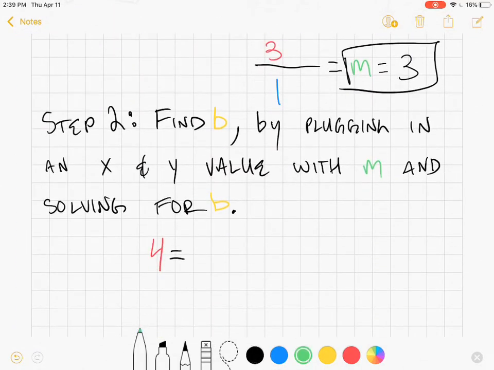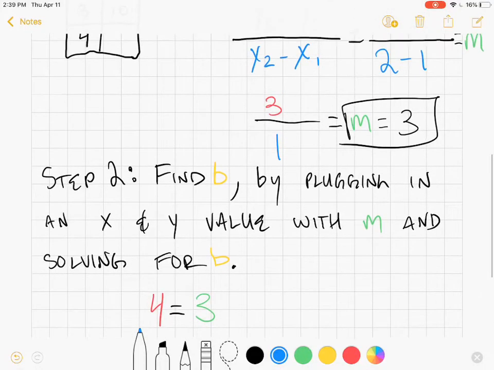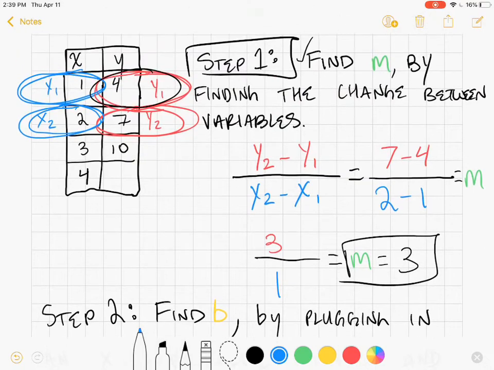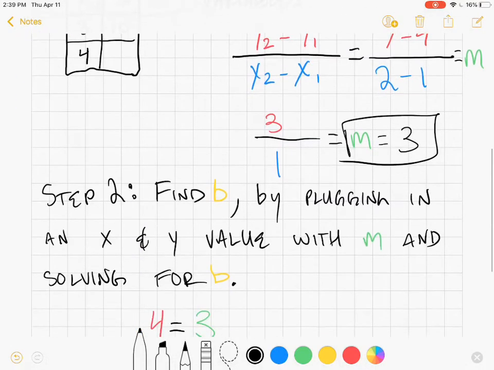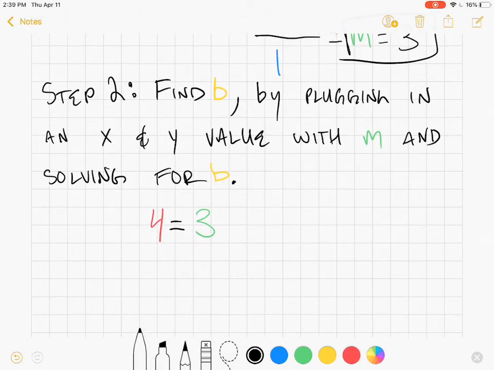So now we're going to plug in the m. So 4 equals 3, because m is 3. And now we need to do our x value. So we're going to do our x1 value, which is 1. So 3 times 1 plus b. So now we have enough filled in this equation that we can solve for b.